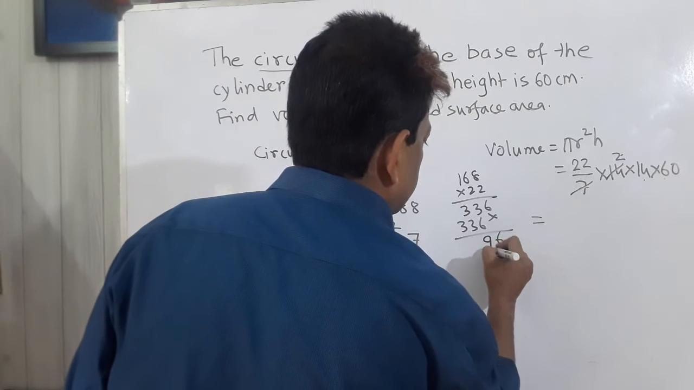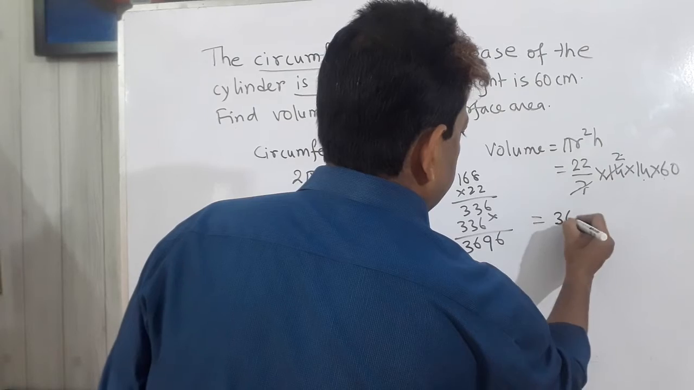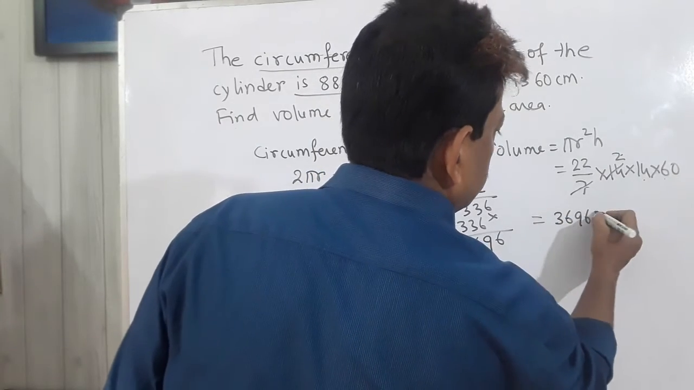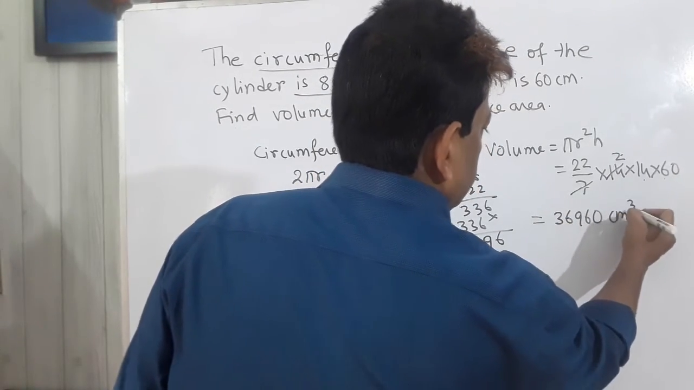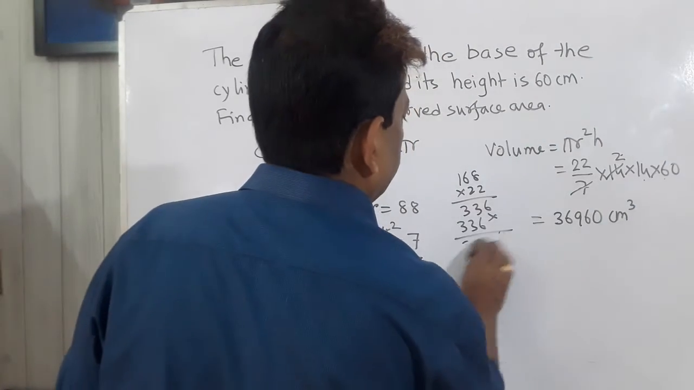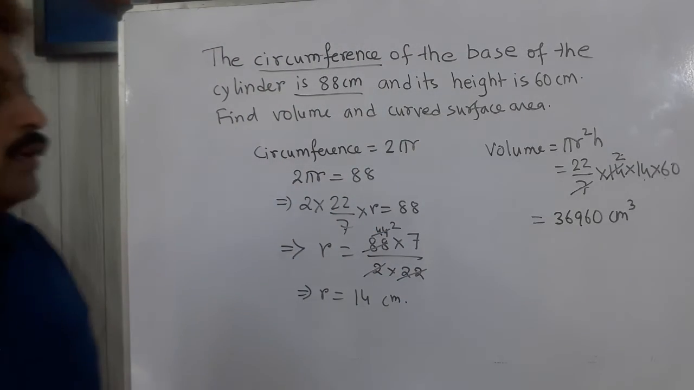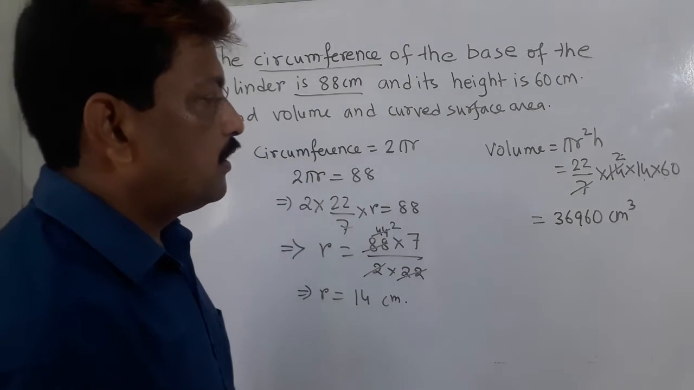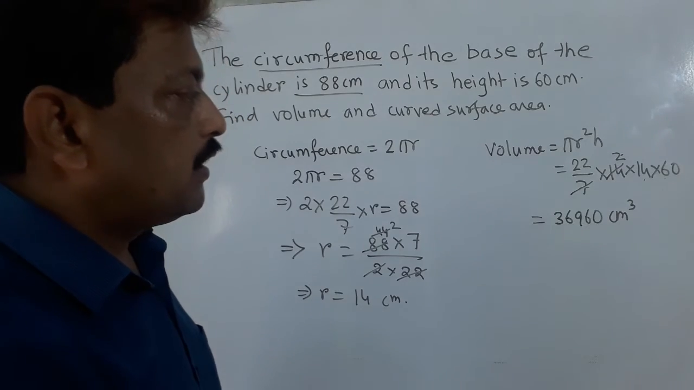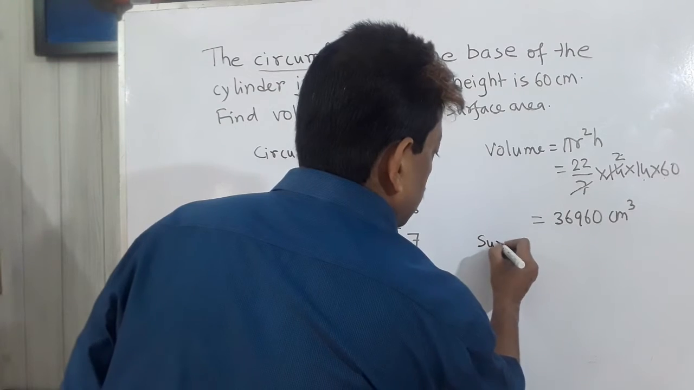So 6 9 6 3. It is 3696 and 1 0 is also there. So it is 36960 centimeter cube. So volume is 36,960 centimeter cube. Now the surface area, curved surface area in fact.